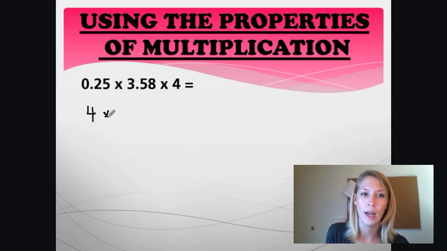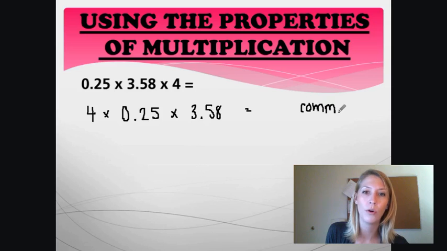4 times 0.25 times 3.58. And you will see why. So this is the commutative property. I'm changing the order of what they are in. So let's take a look at what 4 times 0.25 are. But I'm going to multiply them as whole numbers. And I'm going to keep in mind that there are 2 place values that I'm going to need to move my decimal point over to.